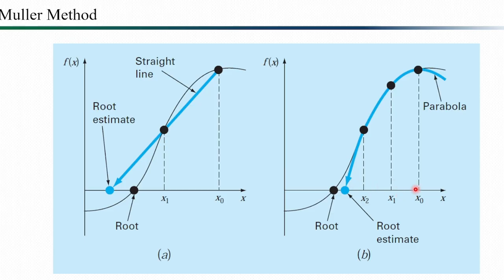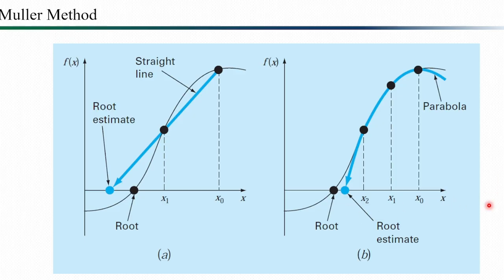We will start with 3 points. Here we can see that f of x is given. We will start with 3 points x0, x1, and x2, and correspondingly we will find the output on the function, that is f of x0, f of x1, and f of x2. And then the next step is that we will assume that a parabola is going through these 3 points. Then we will have to find out the equation of this parabola. And if we solve that equation, we will find the 2 points where the parabola is intersecting the x-axis. One is available here, and another one is available somewhere here.